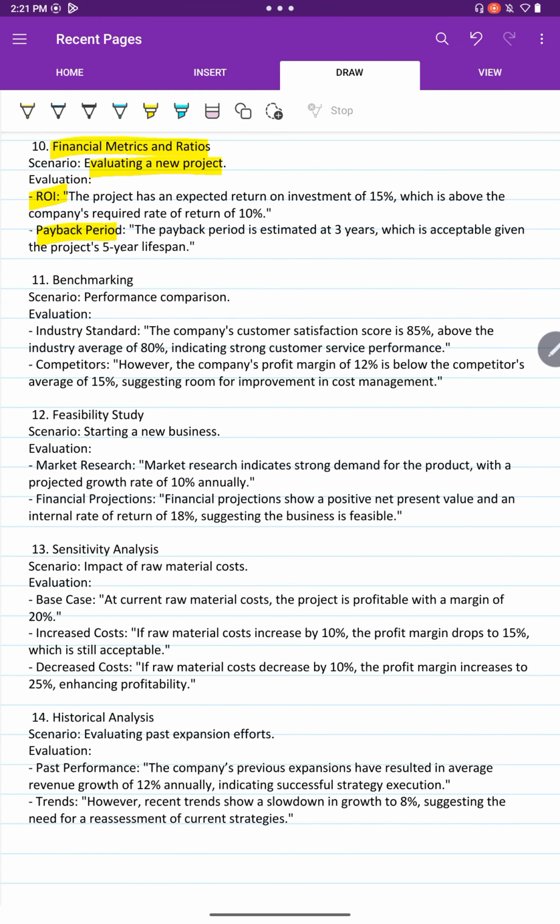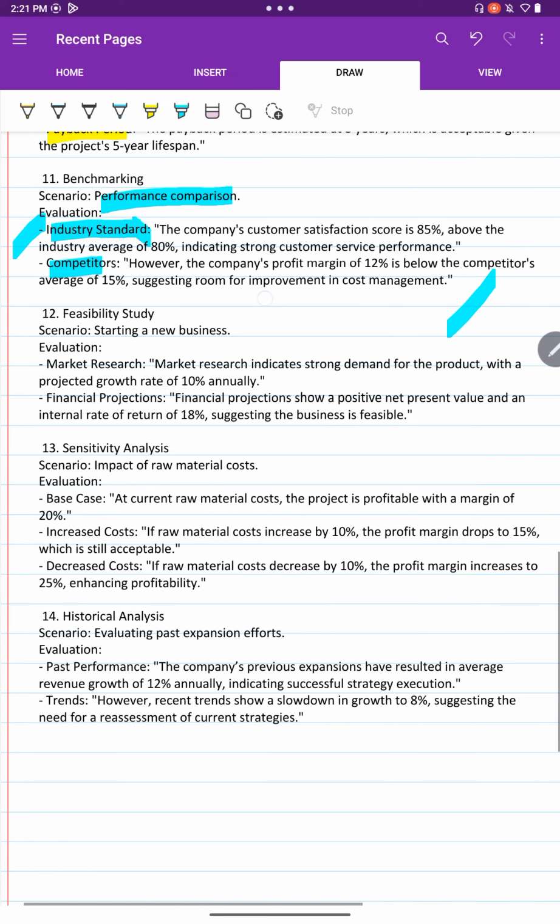and we can also use benchmarking. It means that we can compare our performance with our rivals. So we are going to compare our performance. We have to compare ourselves with the industry standard and with the competitors. As you can see that I've written here the information. So again, I'm telling you these are the topics on the basis of which you can do your evaluation.